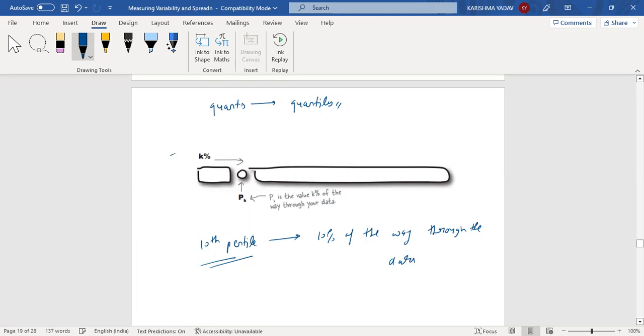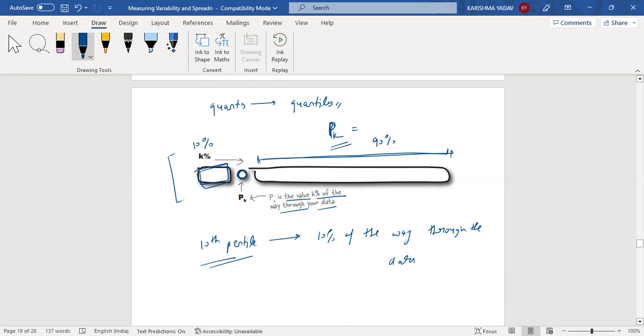If we are talking about k% of the data, it is denoted by pk, the kth percentile. pk is the value k% of the way through the data, and this is the remaining data. For the 10th percentile, the value is 10% of the way through the data, and this is the remaining 90% of the data.